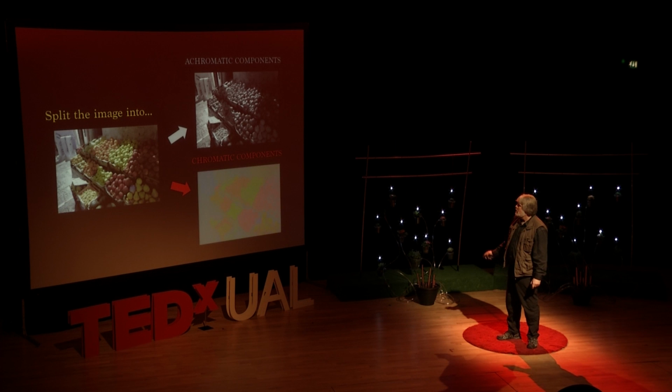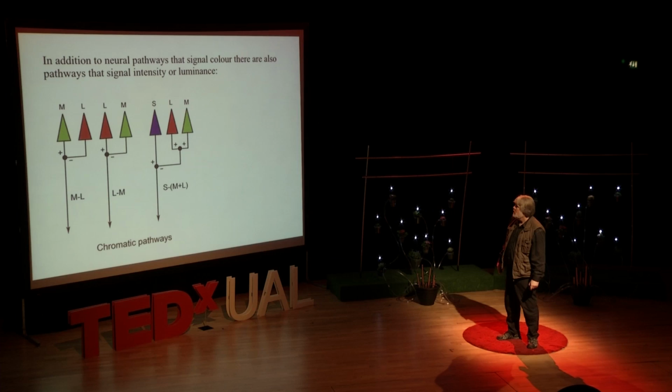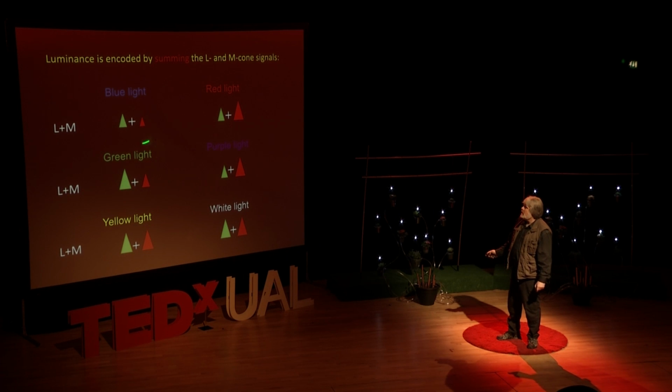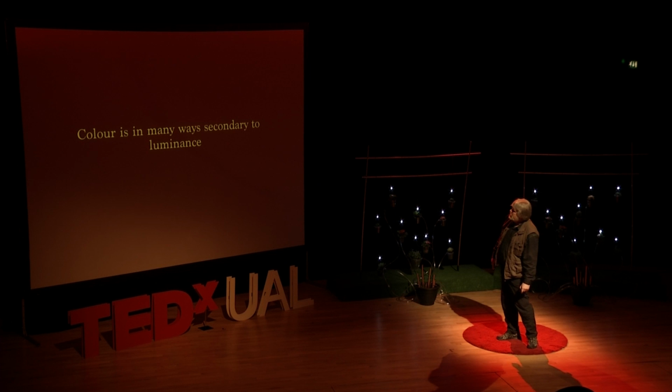So what about achromatic vision? Well, again, I've already said most of the detail is encoded in the achromatic signal. And there is an important pathway in the visual system, which is effectively L plus M, which encodes detail in space, motion, and also fine spatial detail. And luminance is encoded simply by adding together the L and M cone signals. So if you add together 2 univariate signals, you end up with a univariant colour-blind achromatic system. So colour is in many ways secondary to luminance.